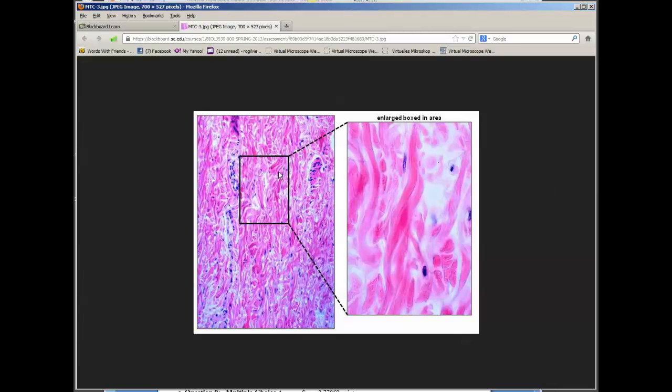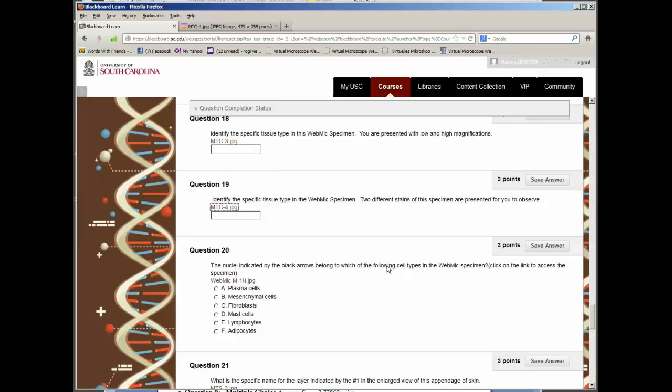And at the high magnification, you have these structures here that are very eosinophilic, and you see a longitudinal profile, and then you see a cross-sectional profile, and occasionally you'll see a nucleus. Well, these are fibroblasts, and these are collagen fibers, and this has got to be dense irregular connective tissue. So we would have typed in dense irregular connective tissue for 18.